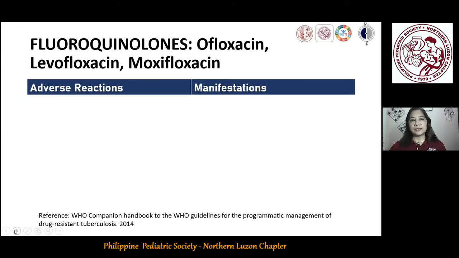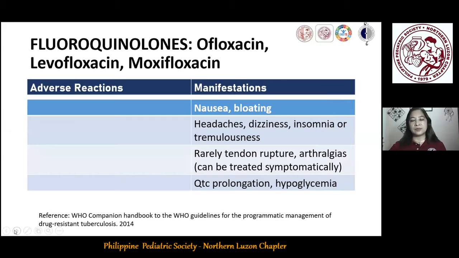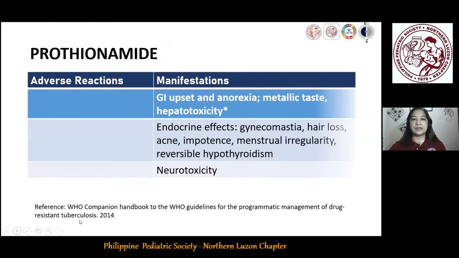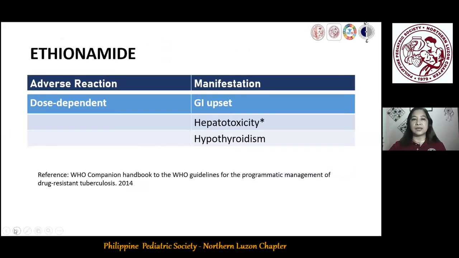For fluoroquinolones, we have the following. They can have nausea, bloating, headaches, rarely tendon ruptures, but this can be treated with NSAIDs, and they can also have QTc prolongation as well as hypoglycemia. For prothionamide, these are the different manifestations. Again, take note of the major ADR, which is liver injury. But it can also cause endocrine effects as follows, and even neurotoxicity. For ethionamide, the adverse reactions are mostly GI upsets, but it can cause liver injury and hypothyroidism in some patients.